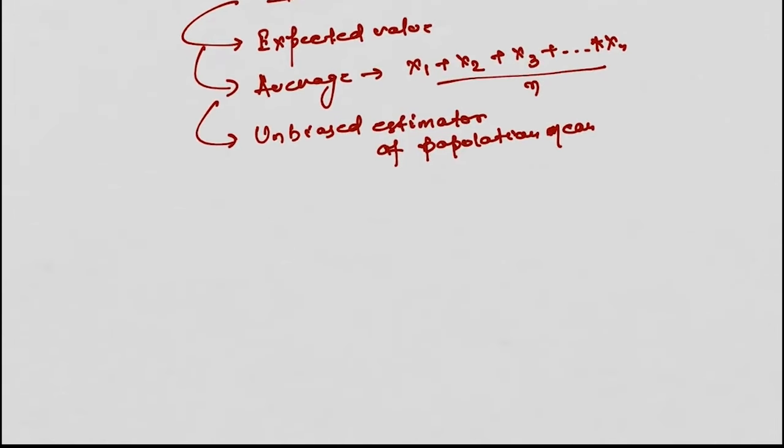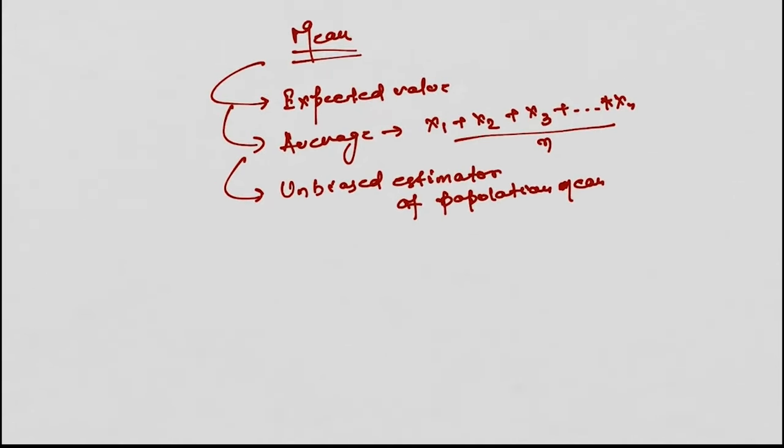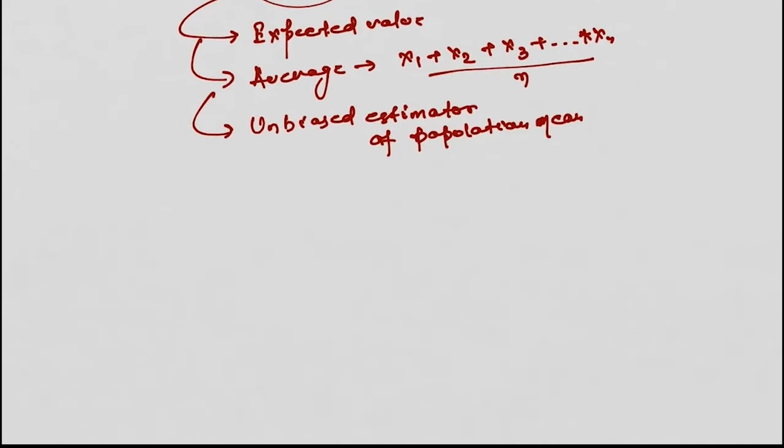Okay. So all the discussion about expected value, average, unbiased estimator of population mean, or central tendency refers to one thing, that is mean. Everything is mean. Expected value.